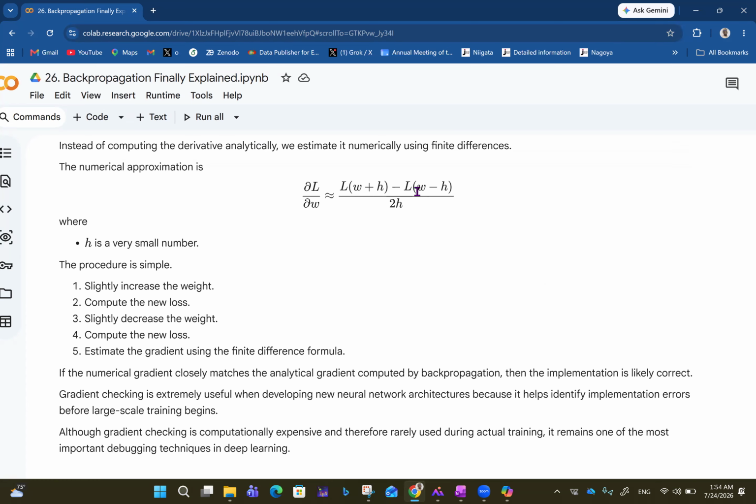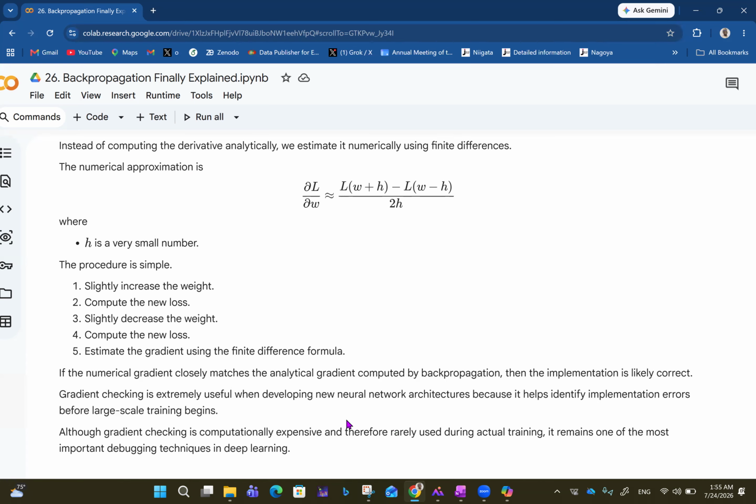The procedure is simple. You slightly increase the weight, W, then compute the new loss, slightly decrease the weight, compute the new loss, and estimate the gradients using the finite difference formula. So this is a slight increase in the weight, this is a slight decrease in the weight. Then you estimate the gradients using the finite difference formula, which is this. If the numerical gradient closely matches the analytical gradients computed by backpropagation, then the implementation is likely correct. Gradient checking is extremely useful when developing new neural network architectures because it helps identify implementation errors before large-scale training begins.